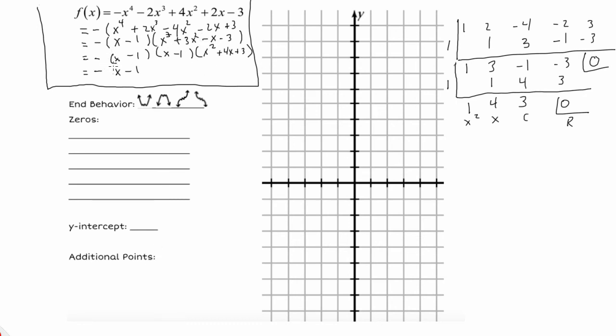All right, so I'm bringing down these other factors, x minus 1, the other x minus 1. And then this is our quadratic, so that should be easy to factor. And we have a plus 3 and a plus 1.